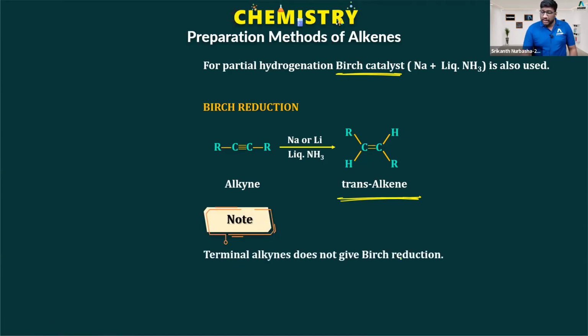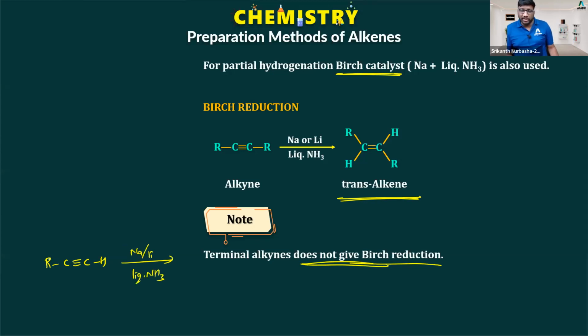Terminal alkynes do not give Birch reduction. Can you think of any reason? Terminal alkyne, like you can take RC triple bond CH. It is a terminal alkyne. If I treat it with sodium or lithium in liquid ammonia, it will not convert into the alkene. Why?